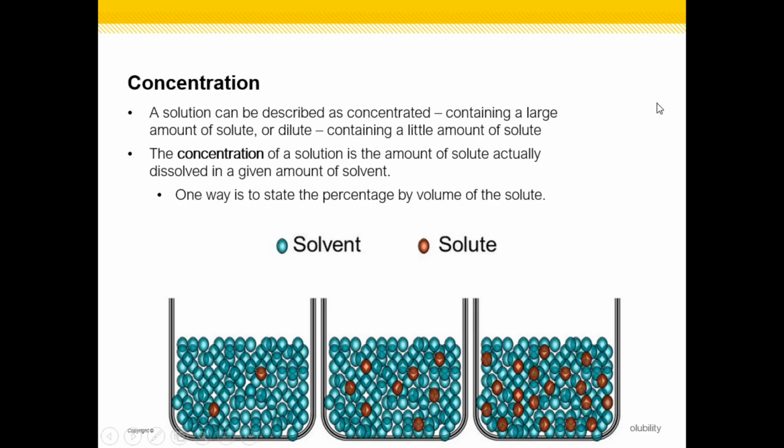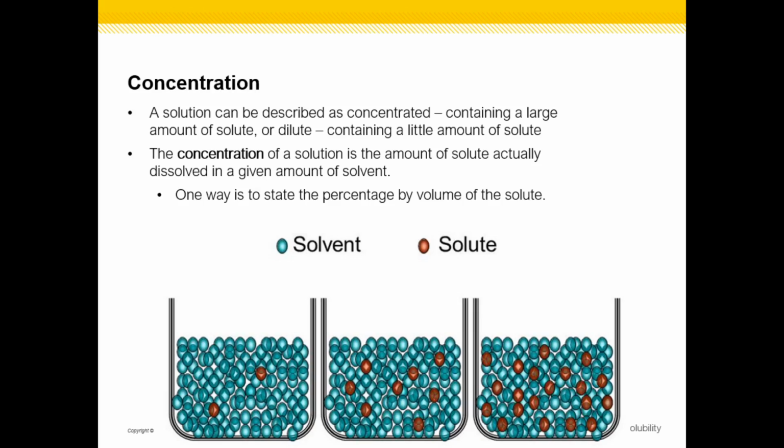So first off, when dealing with the term concentration, we are talking about how much solute we have in solution. So remember, a solution has two components. There's the solute, which is what's being dissolved, and then there's the solvent, which is what's doing the dissolving. Officially speaking, we would say that the solvent is whatever's present in the greater amount, and the solute is whatever's present in the lesser amount.